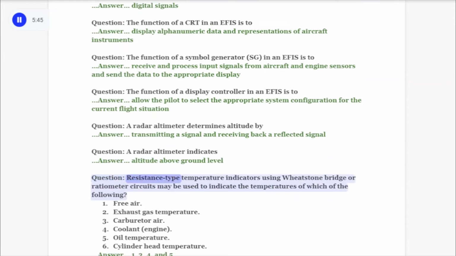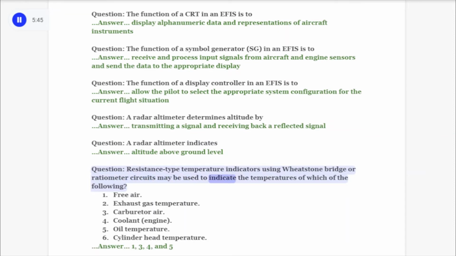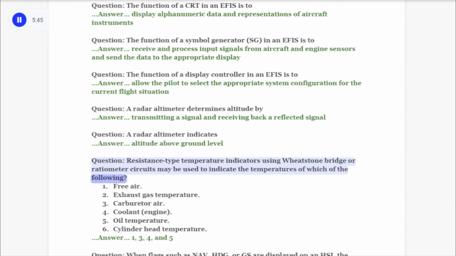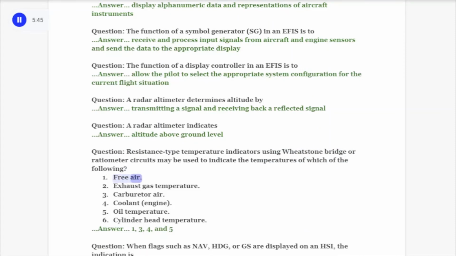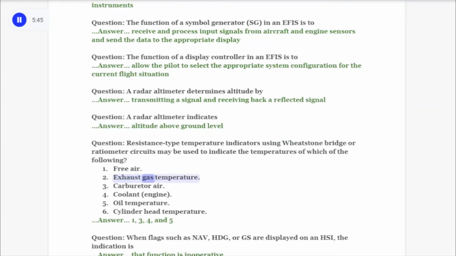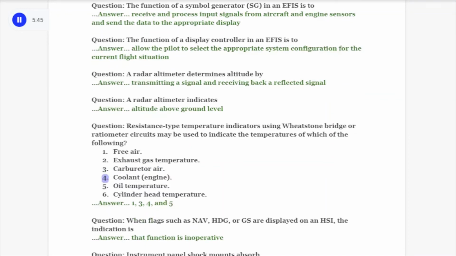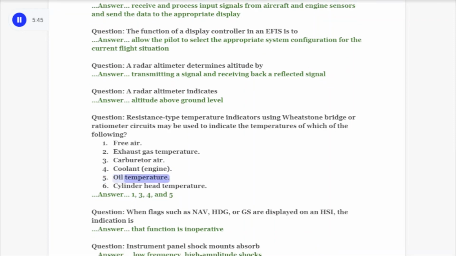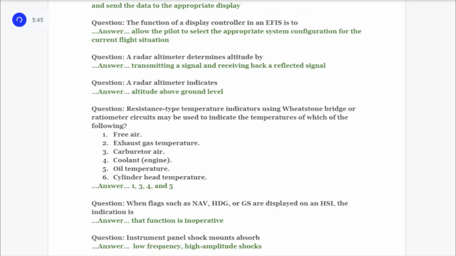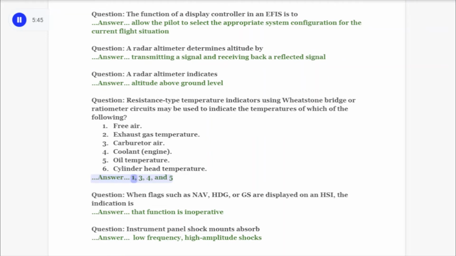Question: resistance-type temperature indicators using Wheatstone bridge or ratiometer circuits may be used to indicate the temperatures of which of the following? 1. Free air. 2. Exhaust gas temperature. 3. Carburetor air. 4. Coolant, engine. 5. Oil temperature. 6. Cylinder head temperature. Answer: 1, 3, 4, and 5.